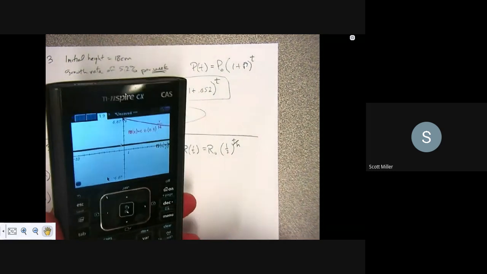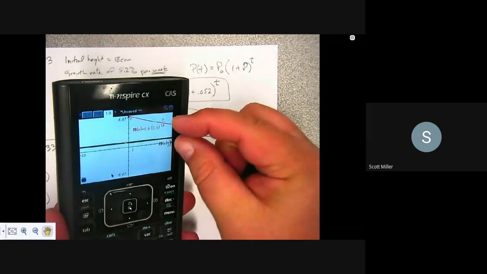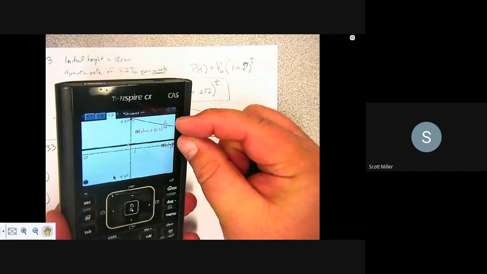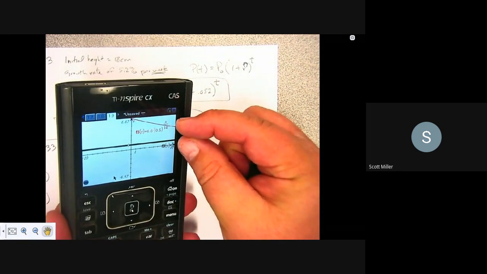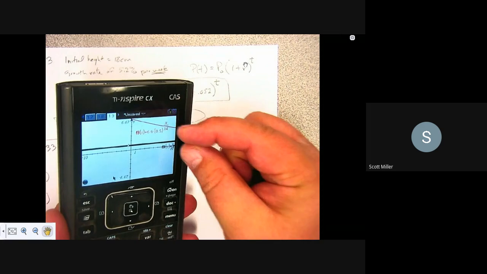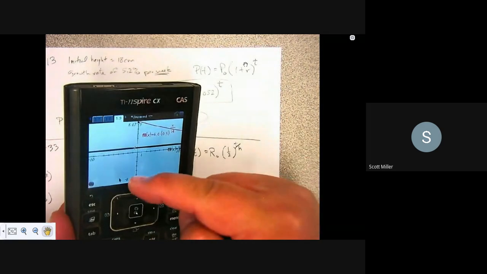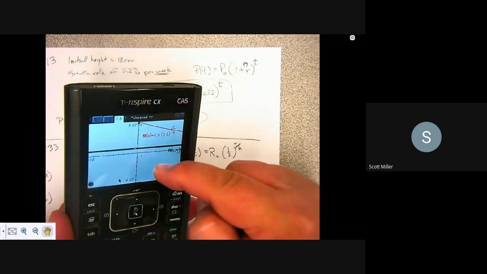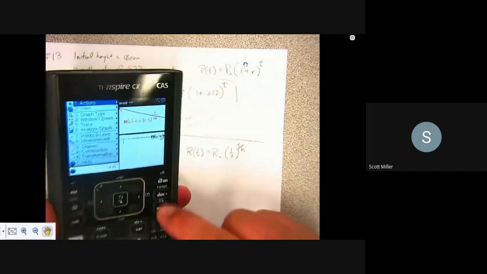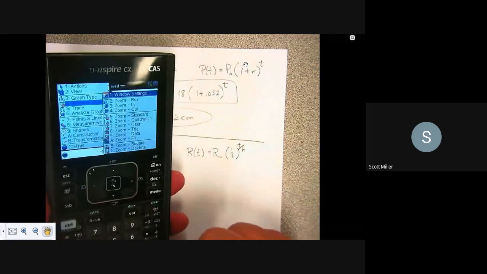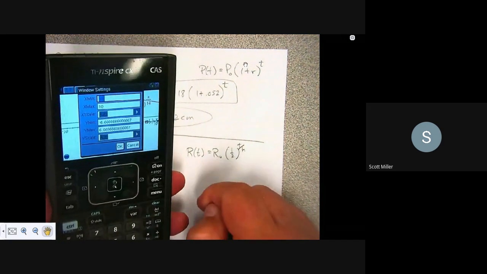And I need to see where those two things intersect. And we can see it's going to be way over here somewhere. So I need to change the window to see where they intersect. Clearly I don't need any of the negative stuff over here or anything down below too much. And so I'm going to go into my menu. I'm going to go to my window. And I'm going to change my window.